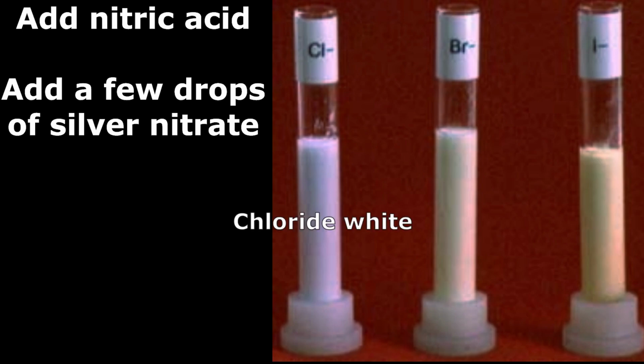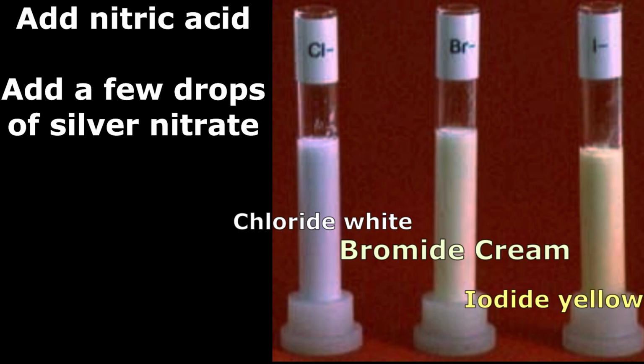So chloride gives you a white precipitate. Bromide gives you a kind of off-white precipitate, which in the textbooks and the syllabus is described as cream. So just describe that as a cream precipitate. And then iodide gives you a yellow precipitate. So the same test for all three, you just end up with a different color. Okay, so that's the halides.